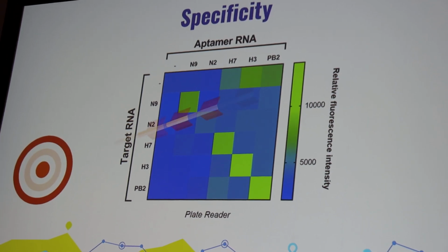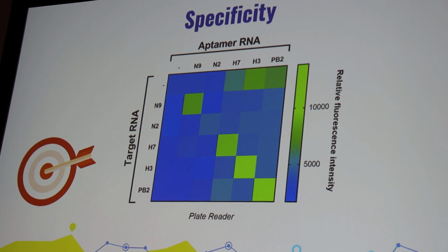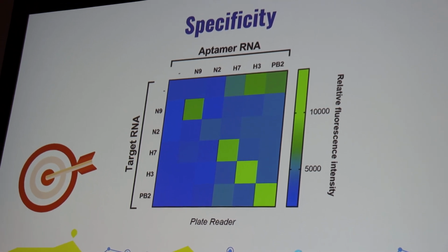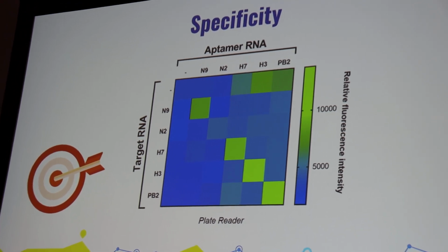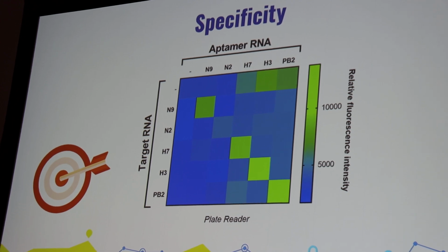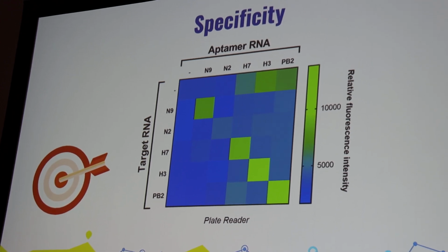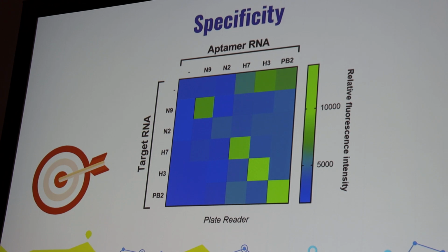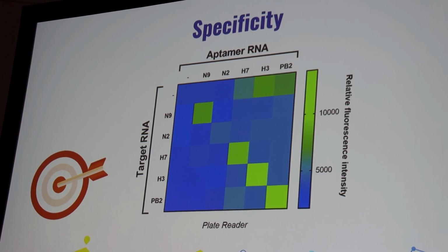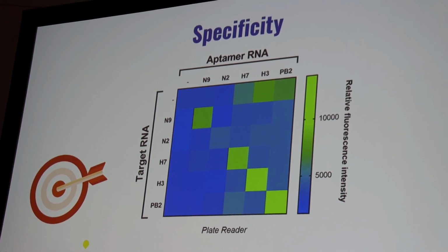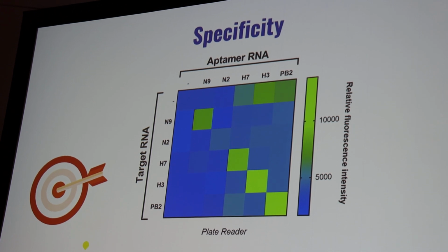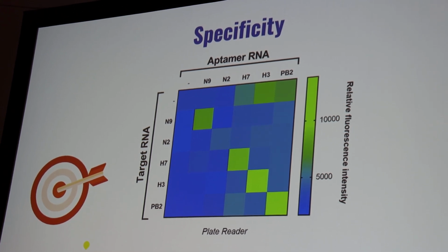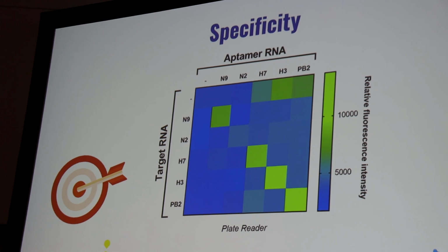But for the probe to be useful, it has to be specific to the sequence that it is supposed to hybridize to. So we have hybridized the different probes with different target RNAs, and from the heat map, you can see that only the diagonal will have a high relative fluorescence intensity, while the non-corresponding aptamer-target pairs will have low fluorescence intensity, meaning that it is specific.